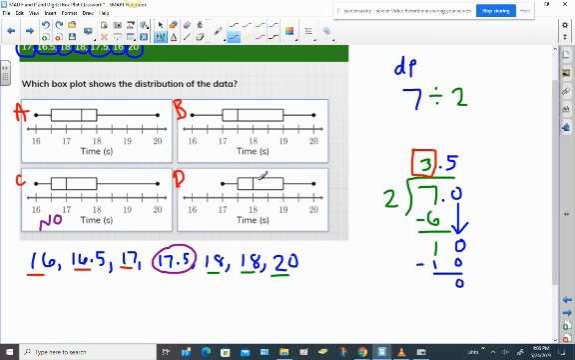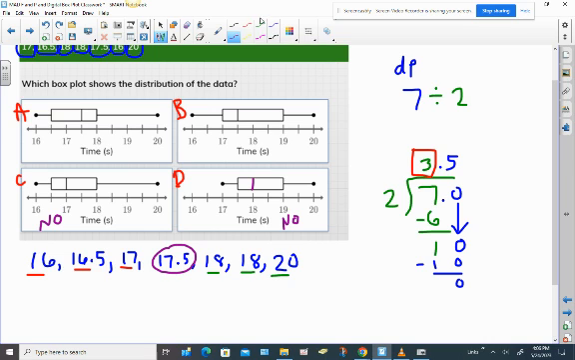Now, that would also be true for D. 18 is not the same thing as this. So because this is in the wrong spot, that's a no. The median has to be 17 and 5/10. Now, this one shows the median at 17 and 5/10, and so does this one. So we're down to A or B.